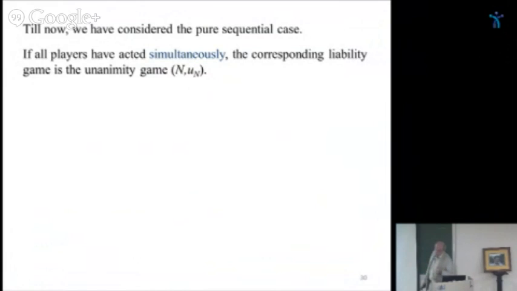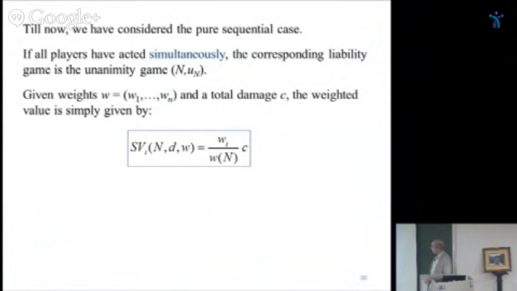I have considered the pure sequential game. Now, if all players act simultaneously, which means they act really jointly and there is no way to differentiate them, then we are facing a unanimity game. And using the weights, we get this allocation, or, in the symmetric case, 1 over n. In the paper, we consider the possibility that along the sequence there may be a group of players that act jointly, maybe at the beginning, maybe in the middle. That's it. Thank you.